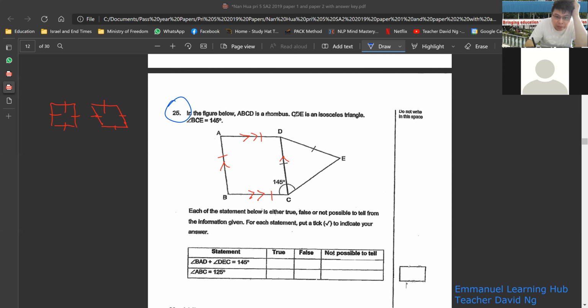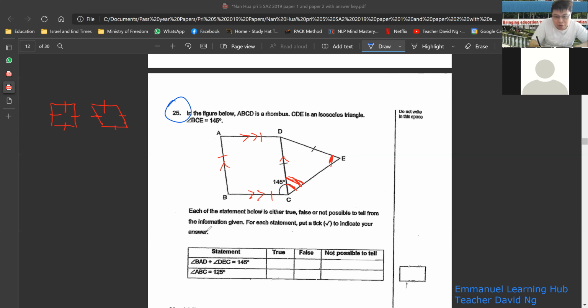So they mentioned ABCD is a rhombus, and CDE is an isosceles triangle. So they already explicitly tell you your CDE is an isosceles triangle, meaning these two angles are the same angle. Because they already tell you your DC is the same length as your DE. So if DC is the same length as your DE, that means your AD is the same length as your DE. The reason is because DC is part of the rhombus. Can you understand?